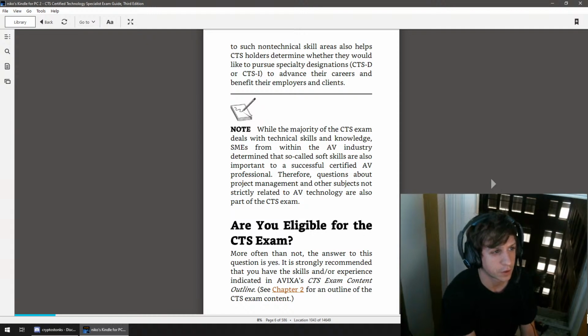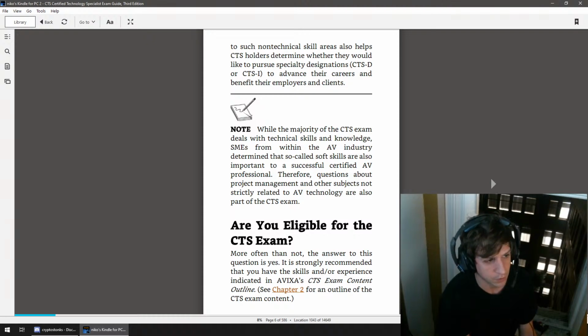Note: while the majority of the CTS exam deals with technical skills and knowledge, SMEs from within the AV industry determined that so-called soft skills are also important to a successful certified AV professional. Therefore, questions about project management and other subjects not strictly related to AV technology are also part of the CTS exam. Are you eligible for the CTS exam?